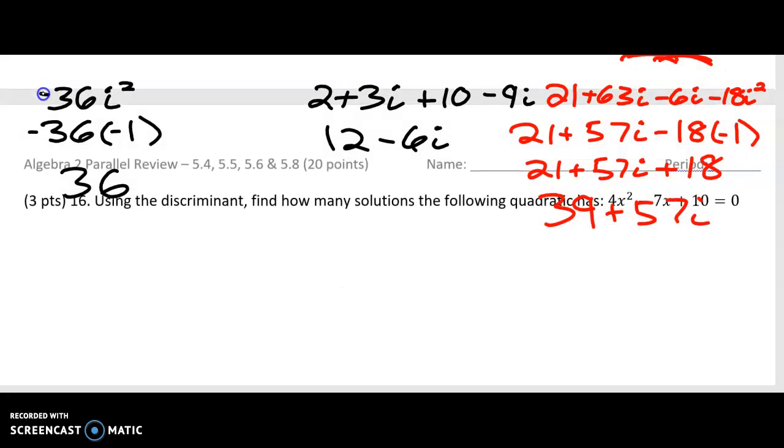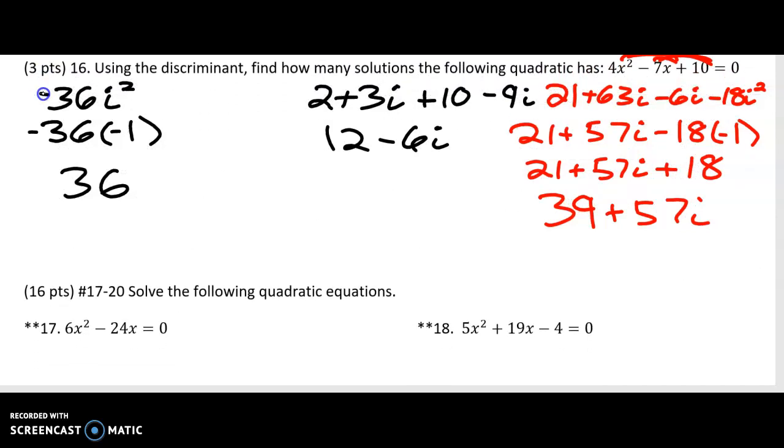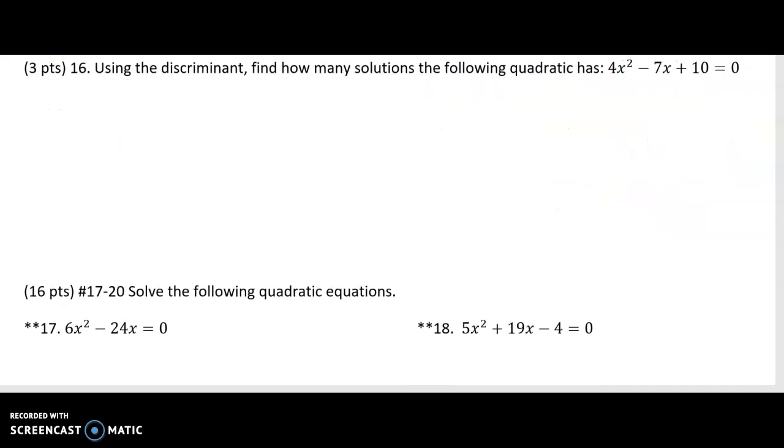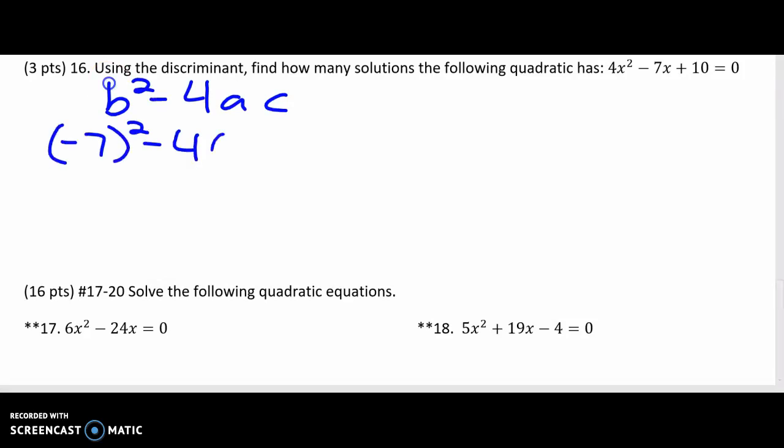All right, number 16, which is your last multiple choice question of the test, says use the discriminant. You should have the discriminant formula from the front page, so go back and check it if you're not sure. The formula is b squared minus 4ac. Go ahead and just plug in your values here. So it's negative 7 squared minus 4 times 4 times 10. I get 49 here, I have negative 160 here.